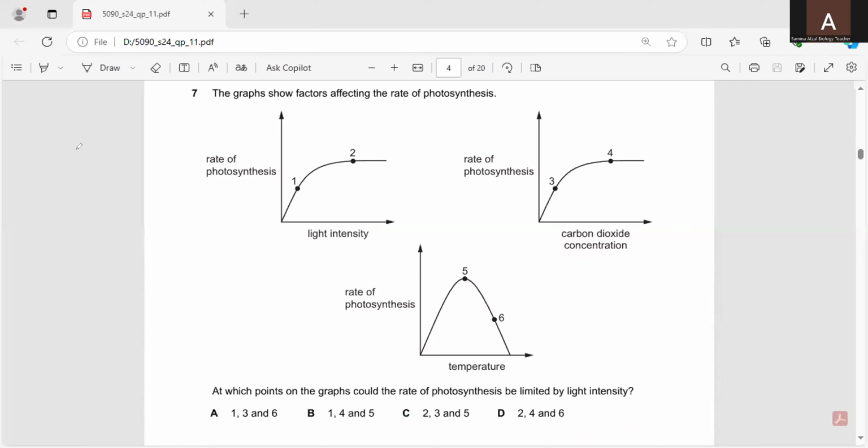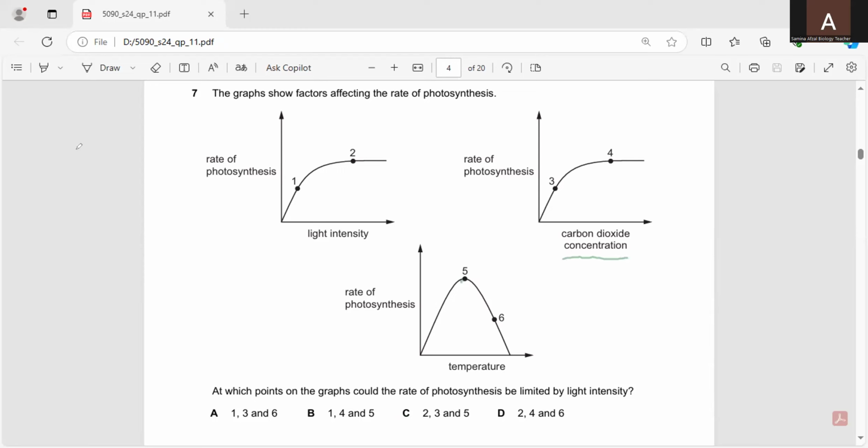The rate of photosynthesis when light intensity is increased: the graph will start from 1, 2, and it will become steady after some time. In carbon dioxide concentration, the same graph will be represented as in light intensity. In temperature, it will be maximum at 5, and then it will fall down. So in this way, at which points on the graph could the rate of photosynthesis be limited by light intensity?